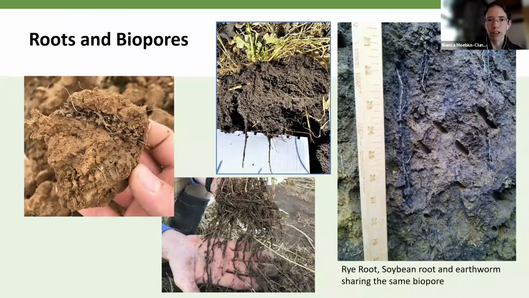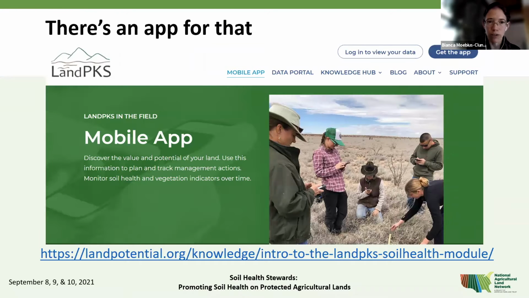Plant roots and biopores. If you stick a shovel in the ground, you can see whether a root has followed an old root channel where there's organic matter deposited. So there's various things you can do. There's also an app for that. Colleagues at ARS put together LandPKS, or Land Potential Knowledge System.